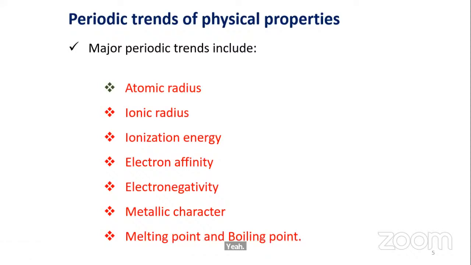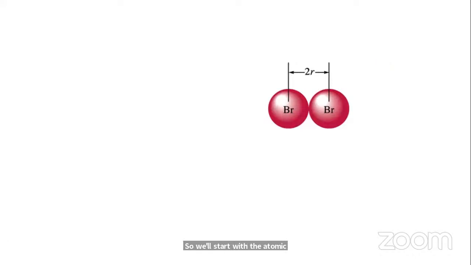So the major periodic physical properties that we are going to look at are the atomic radius, ionic radius, ionization energy, electron affinity, electronegativity, metallic character, and the melting and the boiling point. So we'll start with the atomic radius. What do we understand by the atomic radius?